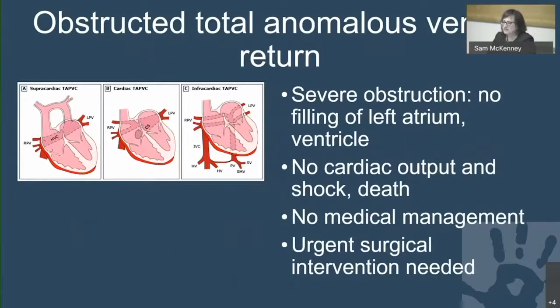Obstructed total anomalous venous return is a situation that generally occurs when the pulmonary veins come to a single vein that goes below the diaphragm. Obstruction can occur at the diaphragm, or often the connection to the right side of the heart is through the ductus venosus, which closes after the baby's born. These babies, again, have no way to actually get blood into the left side of their heart. They have no cardiac output and can rapidly progress to shock or death. There's really no medical management, and urgent surgical intervention is needed.